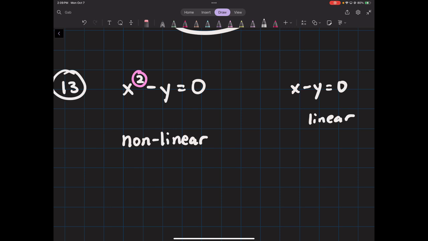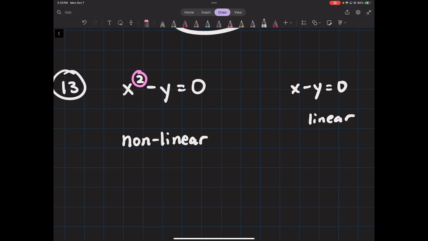Because squared will give you the U shape. You do not know that yet. You will learn it next semester. I hope you guys don't go crazy on me. Is it not linear? Not linear.